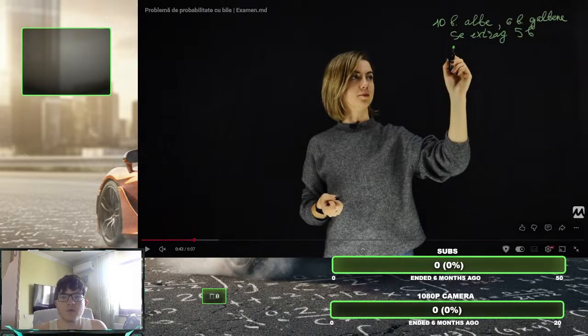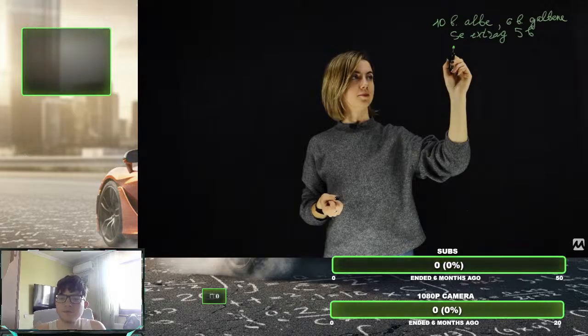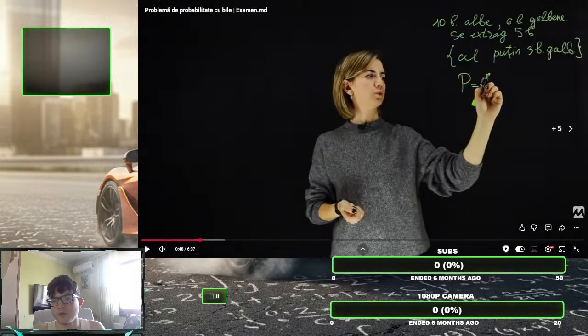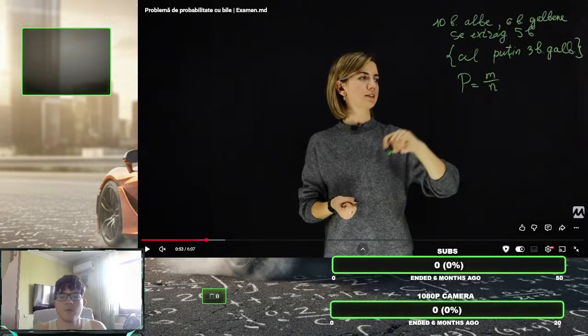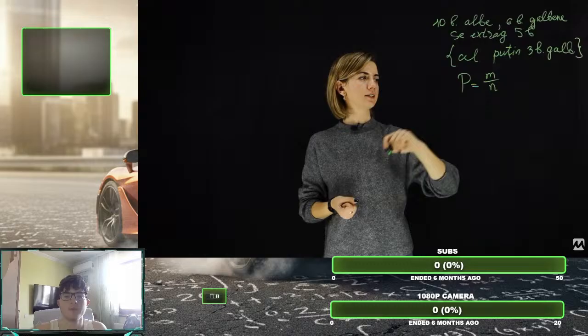Essentially, 10 white balls and 6 yellow balls. 5 balls are taken, and we need to find the probability that at least 3 balls are yellow from the 5 taken. So that's the formula right there: m divided by n, obviously. And for the total number of cases, as I usually do, first I calculate the total number of cases.